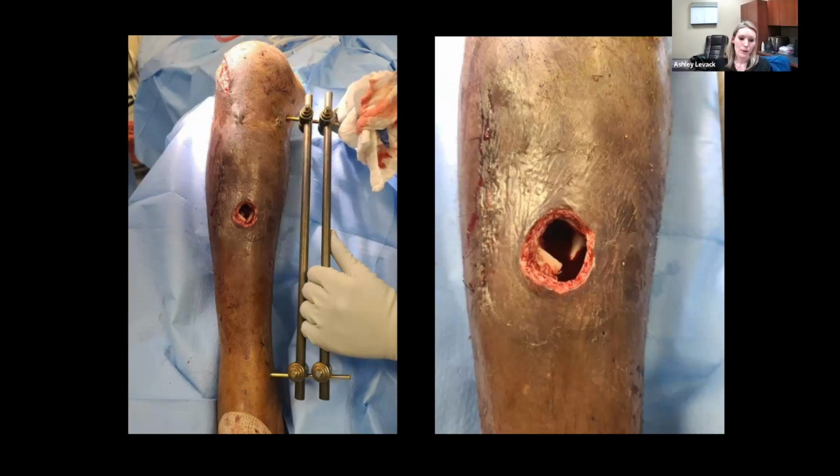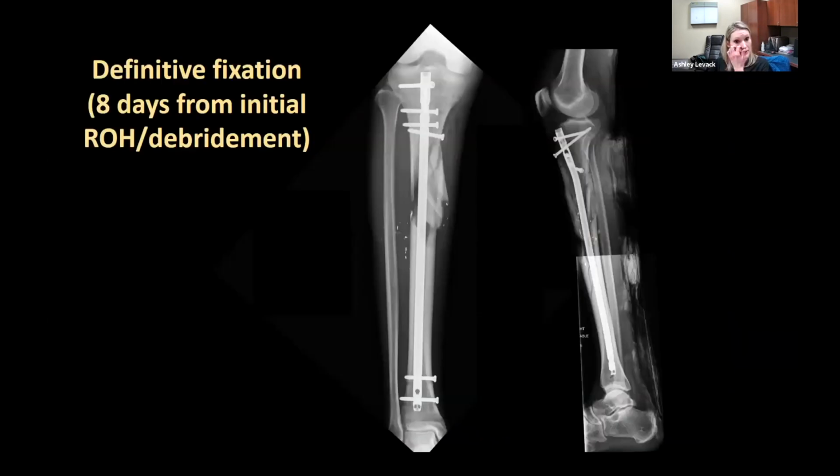Great. So at about 1 week out from his re-presentation, he was definitively fixed by my partner, who did a very similar thing to what we talked about. Took out the external fixator, debrided those pin tracts, took out the antibiotic nail, and re-reamed and performed statically locked intramedullary nailing. You will see here that there are 4 interlocking screws and a blocking screw, as we talked about, just the additional stability in this particular fracture pattern.